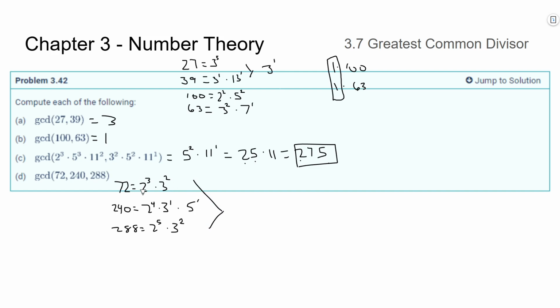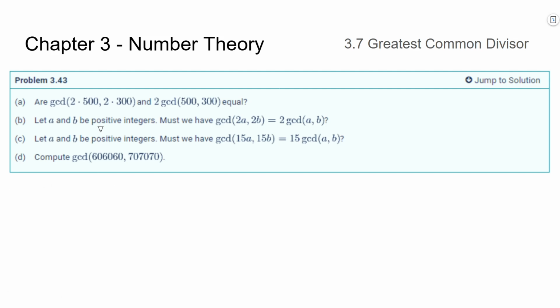Let's see. For 2's, our largest base of 2, we have 2 cubed. Not the largest, the smallest. The largest that we can do that would be common is what I meant to say. All right, so the largest that would be common to all three would be 3 to the 1. And we don't have a 5 that would be common to all three. So it looks like this is going to be 8 times 3, which would be 24. All right, so 24 would be the greatest common divisor for these three numbers.